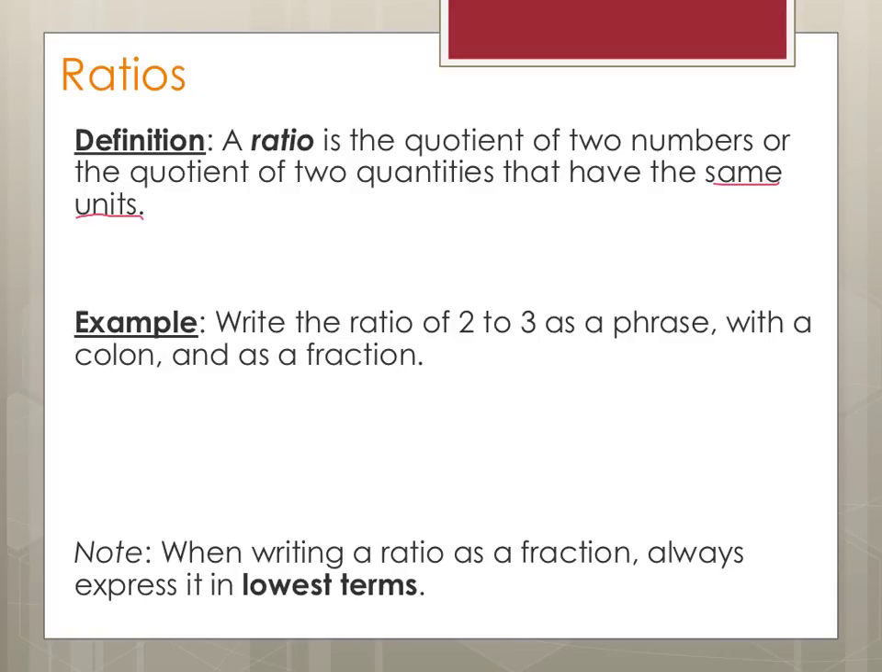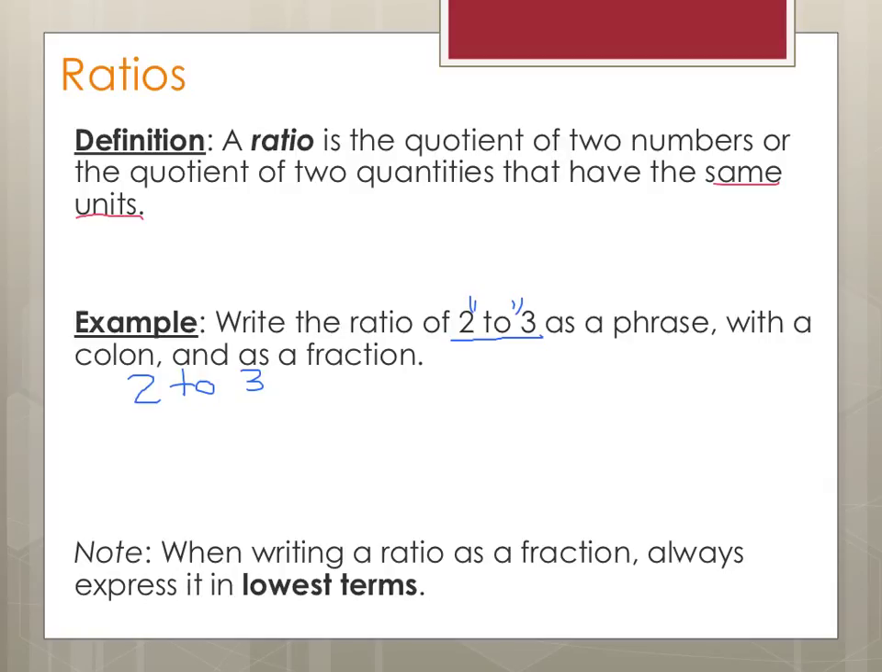Let's remember real quick what the word quotient means right here. Quotient is the answer to a division problem. So these are going to typically be represented as fractions, but we'll see in this example that they can be written in several different ways. So in this example here, let's write the ratio of 2 to 3 as a phrase, with a colon, and as a fraction. We can write ratios three different ways. So first let's start as a phrase. We can pick that phrase right out from the problem here. We're going to use the word "to" to define a ratio here. So we could write this ratio as the ratio of 2 to 3.